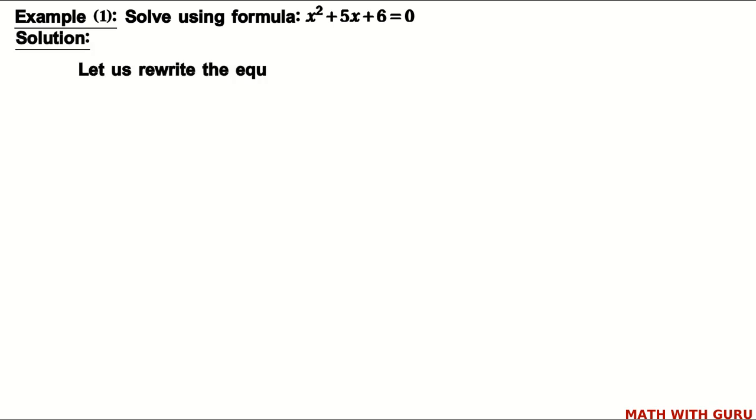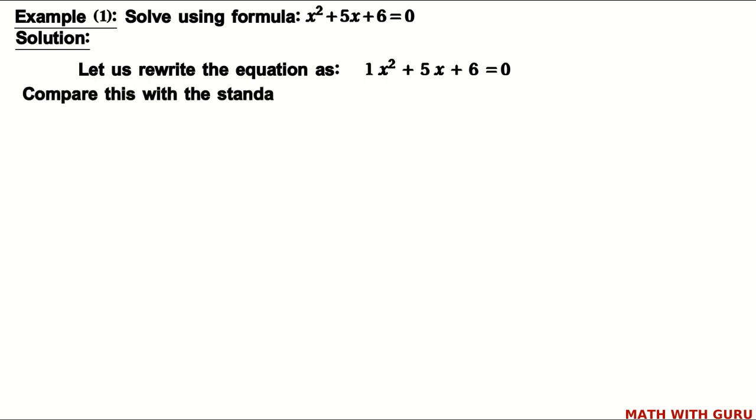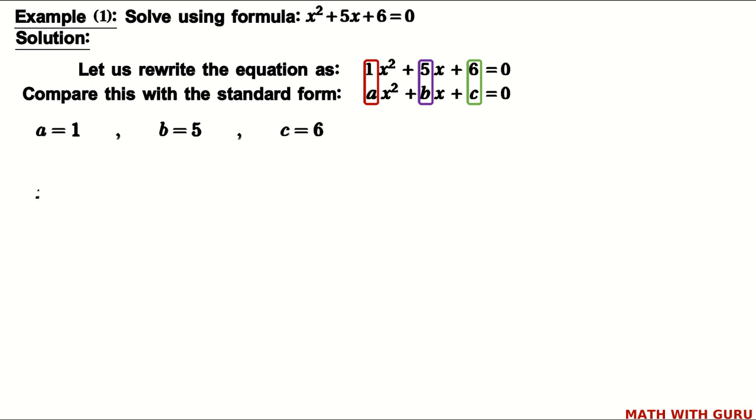Let us take an example. Solve using formula x squared plus 5x plus 6 equals 0. Let us rewrite the equation as 1x squared plus 5x plus 6 equals 0. The coefficient of x squared is 1 here. Compare this with the standard form ax squared plus bx plus c equals 0. a is 1, b is 5, c is 6. Let us write down the formula. x equals minus b plus or minus root of b squared minus 4ac whole divided by 2a.